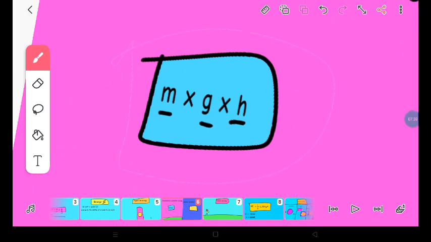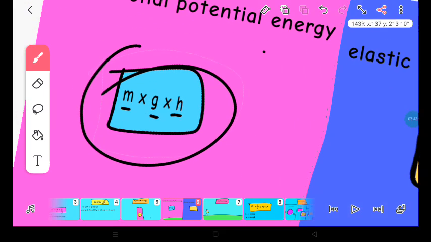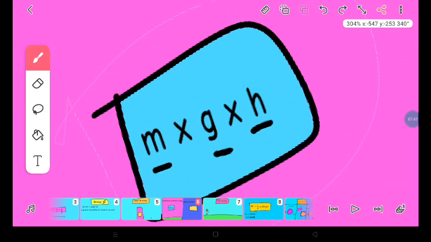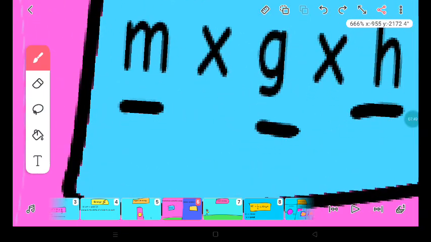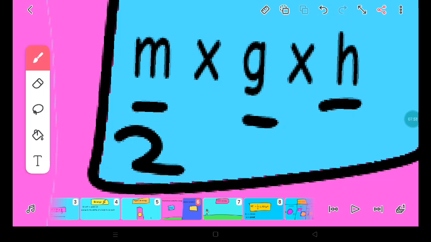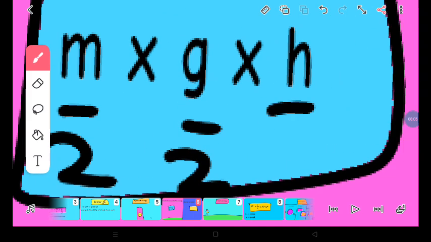So suppose we find the gravitational potential energy of this cyan rectangle. So let's find it together. The M of this blue rectangle is 2. G of this blue rectangle is 2. And H of this blue rectangle is 3.